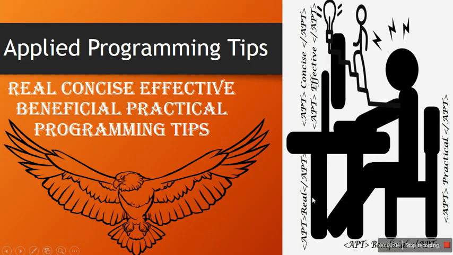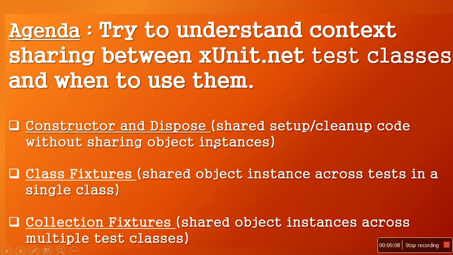Hello friends, welcome to Applied Programming Tips, and today we will try to understand context sharing between XUnit.NET test classes and when to use them. There are mainly three types of context sharing between XUnit test classes and test methods. First one is constructor and dispose, second one is class fixture, and third one is collection fixture.